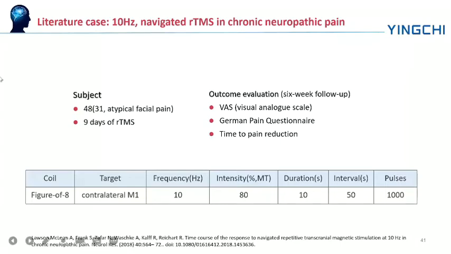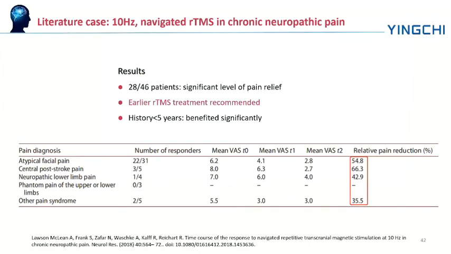So TMS can also be used in chronic neuropathic pain. In this study, they used a figure-of-8 coil with high-frequency rTMS over the contralateral motor area. The total treatment time lasts for 9 days, and the results are obvious: more than half of the patients were significantly relieved from the pain. They recommended that patients with a pain history of less than 5 years can benefit significantly, and they drew a conclusion that earlier rTMS treatment may be better.